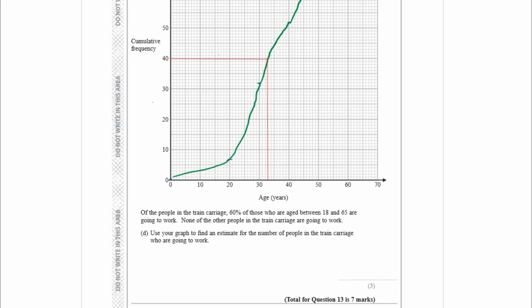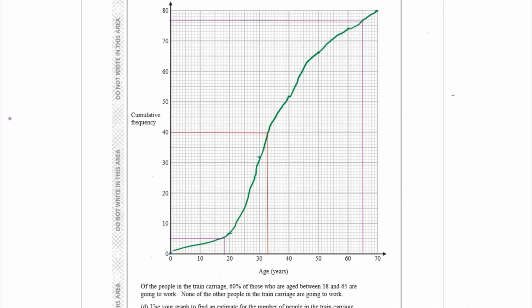And in the next section it says, of the people in the train carriage, 60% of those who are aged between 18 and 65 are going to work. None of the other people in the train carriage are going to work. So using our graph again, what we should do is find an estimate for the number of people who are between 18 and 65. Looking at these values, the 18 seems to project at 5 here. And if we look at 65, the 65 looks to project just above 75, so 76, perhaps 77. It seems like my green line is a little bit on the low side to finish.